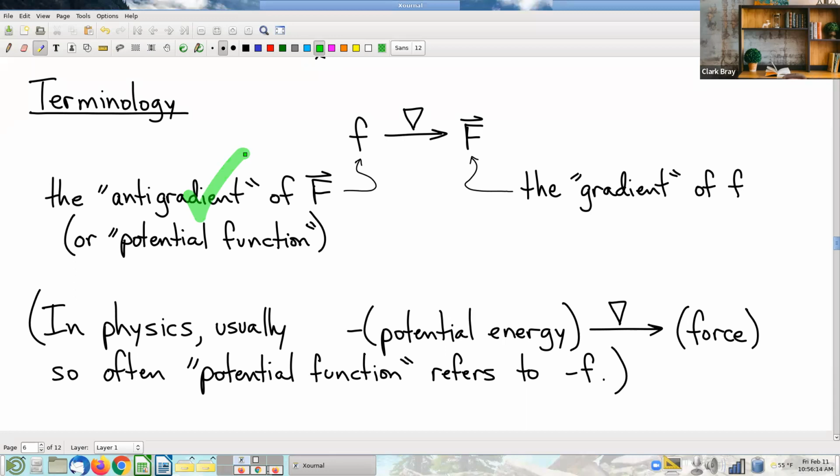I've never said anti-gradient to any mathematician and had them not know what I was talking about. Never happened. So I don't see the reason not to say anti-gradient.